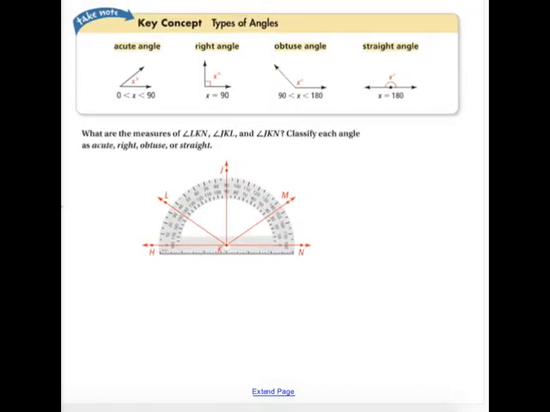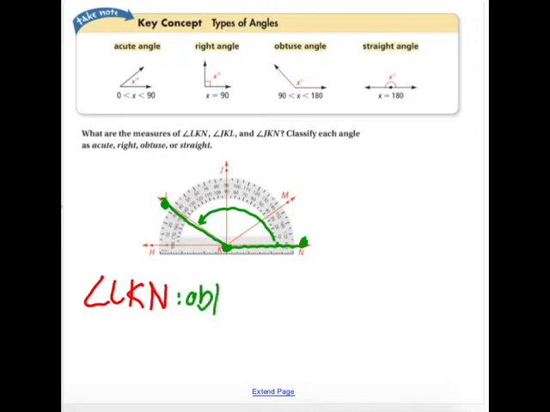So angle LKN, we've got to find it first. Here's L, here's K, here's N. Let's use a different color. So I connect from L to K to N. You can read this, since we're going this way, using the inside numbers. That is definitely more than 90 degrees and less than 180, so this would be an obtuse angle. I'm going to write the angle sign because I'm lazy.